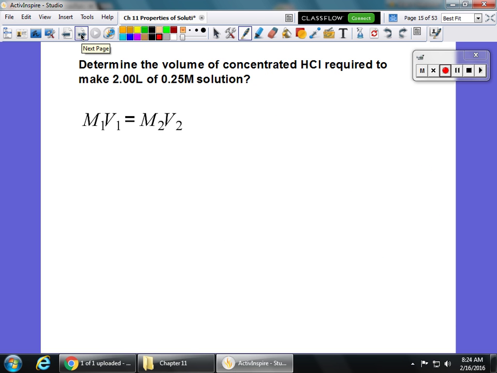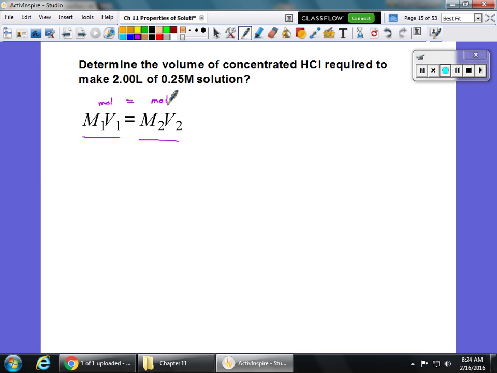Okay, and the last part of this, let's take a look, and this is pretty common. What if we wanted to determine the volume of concentrated HCl required to make 2 liters of a 0.25 molar solution? That's calculating concentration using dilution. So the equation that we use for that is M1V1 equals M2V2, in which concentration times the volume is going to give us moles. This is the moles of solute, and when we dilute, the moles of solute stay the same because we're just adding solvent.